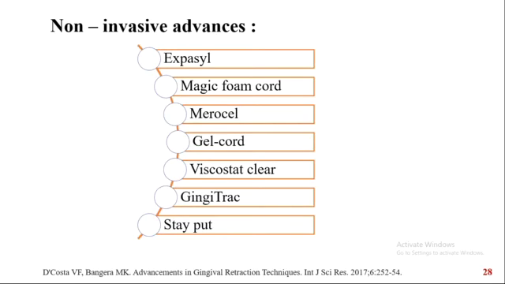Now, coming on to the non-invasive advances. The use of conventional retraction cords, be it mechanical or chemico-mechanical, is well established because of the increased predictability and effectiveness. However, the use of retraction cords is time consuming. Also, because the pressure applied is uncontrolled, it can cause damage to the epithelial attachment, which can lead to direct trauma. It can also cause gingival bleeding and gingival dissection.